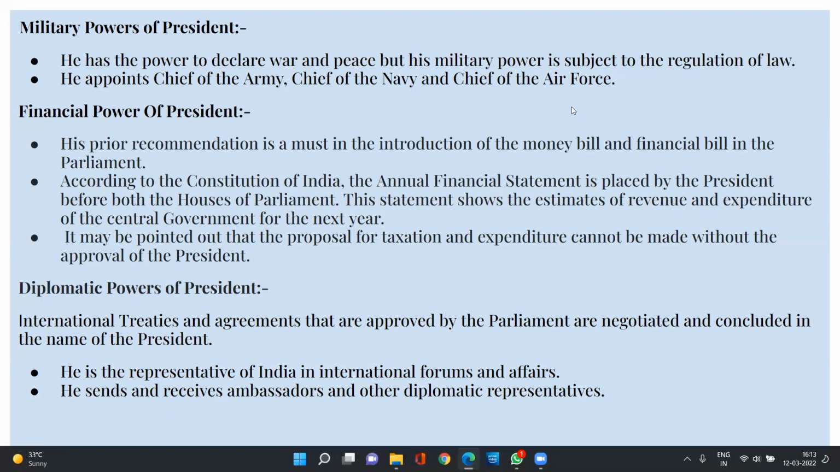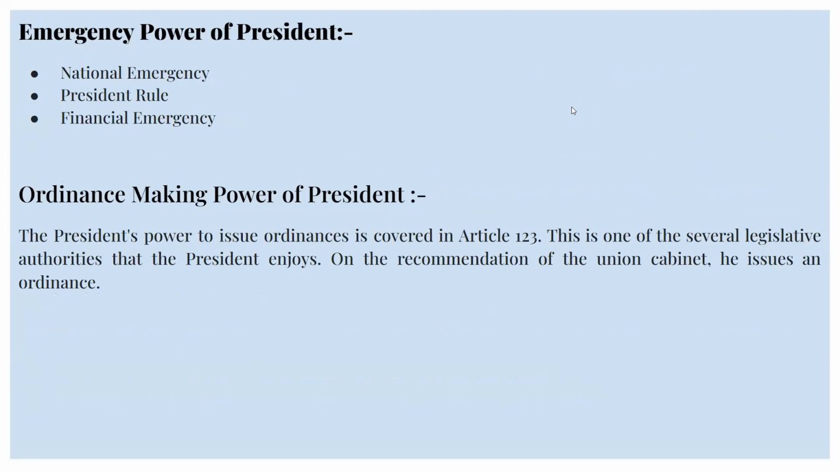Next, there is the emergency power of the president. You can say there are three emergency powers. First is national emergency, then president's rule, then financial emergency. National emergency basically means a situation of war or a state of emergency where there is a danger or threat to the nation. In that case the president can exercise his national emergency power, and he can also declare war as well.